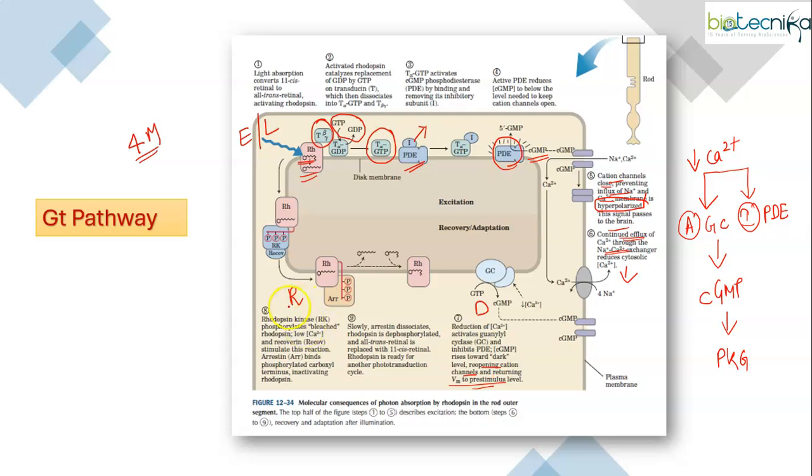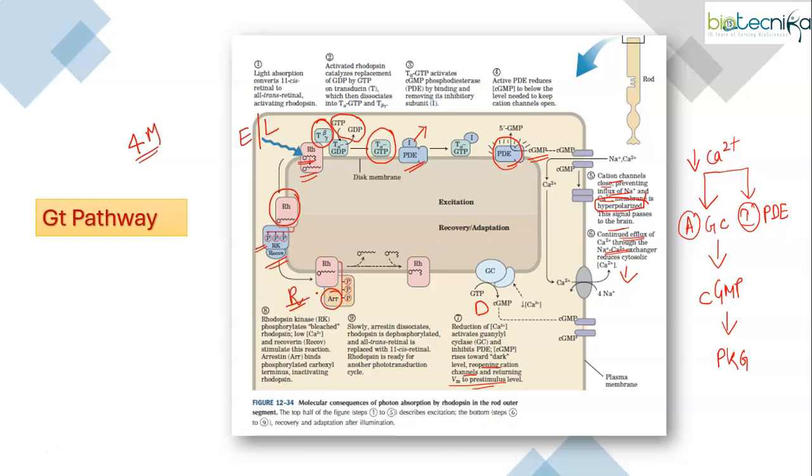And the last one is the recovery or the adaptation phase. What happens here? The rhodopsin protein will be phosphorylated by rhodopsin kinase, and this will be stabilized by another protein known as recoverin. Phosphorylated rhodopsin is attracted by another protein known as arrestin.